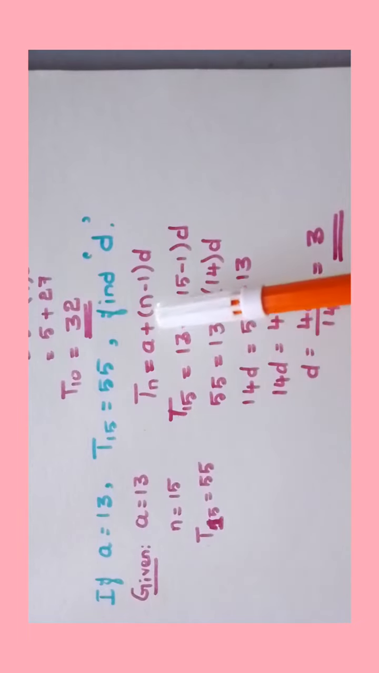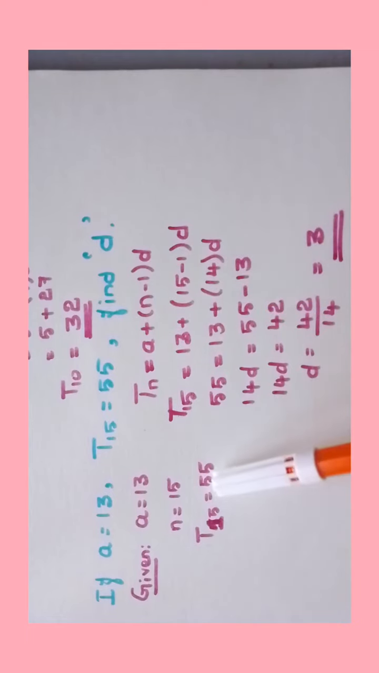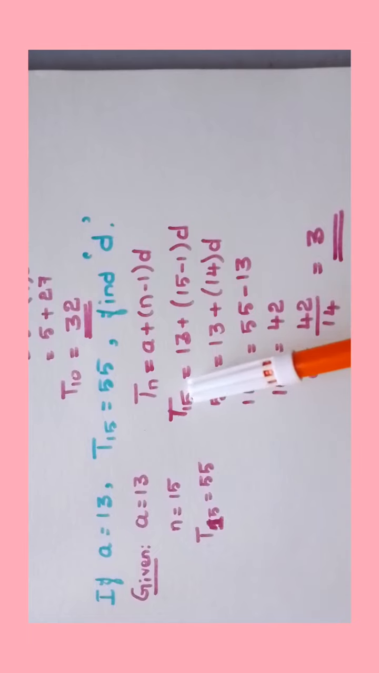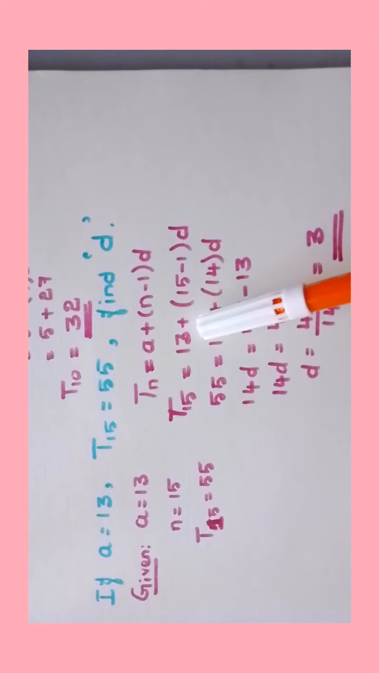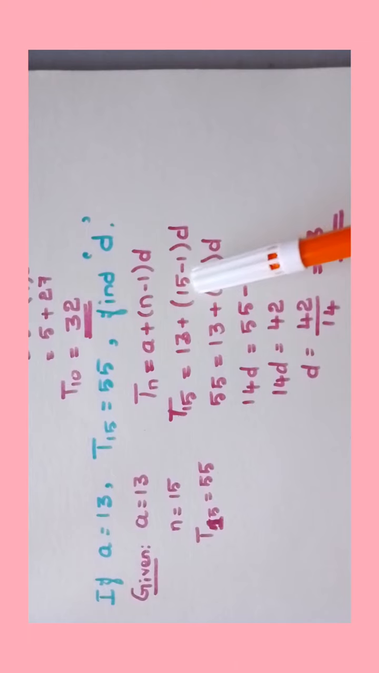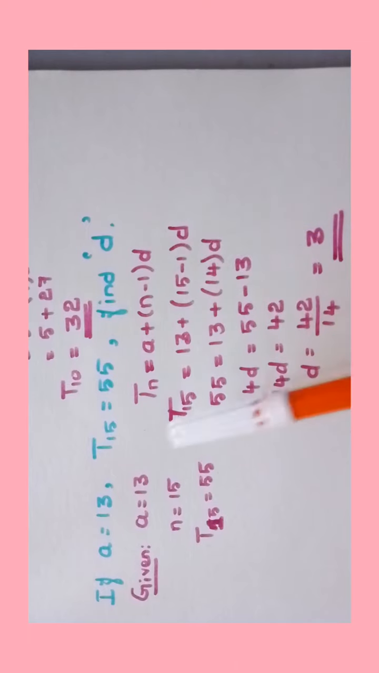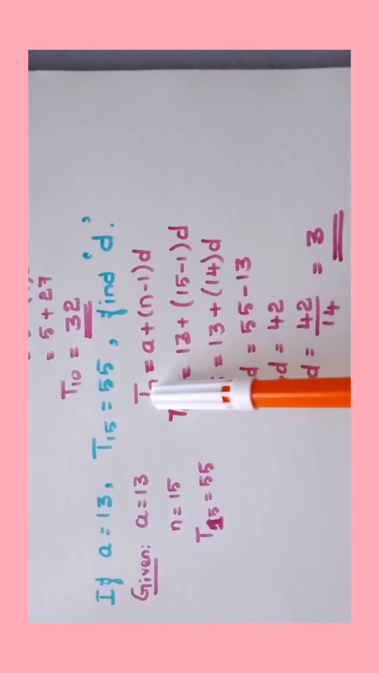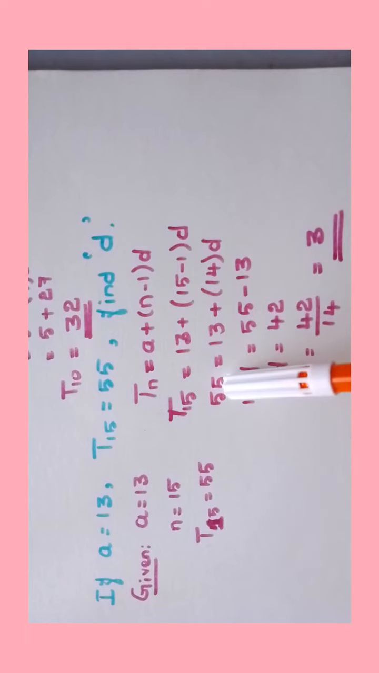Tn is equal to A plus (n minus 1) into D. Substitute the given values. Tn value is 55. So n is 15, T15 is equal to A, which is 13, plus (15 minus 1) into D. D we have to calculate, it is not given here, so D we write as it is.